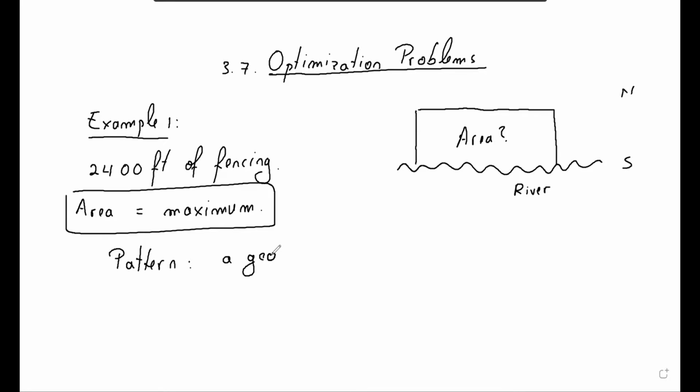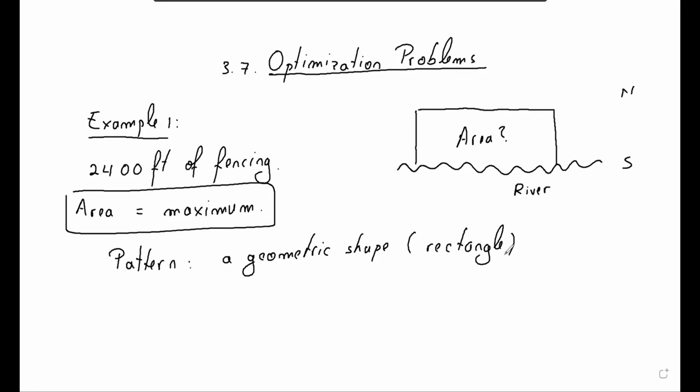So the pattern of this problem: there is a geometric shape that's given, in my case a rectangle. And for this geometric shape, I want to find the maximum area. So there's a question about the area, or the length, the perimeter, or whatever. Some sort of measurement associated with that geometric shape. And we would want to describe it as precisely as possible. How do we do that?